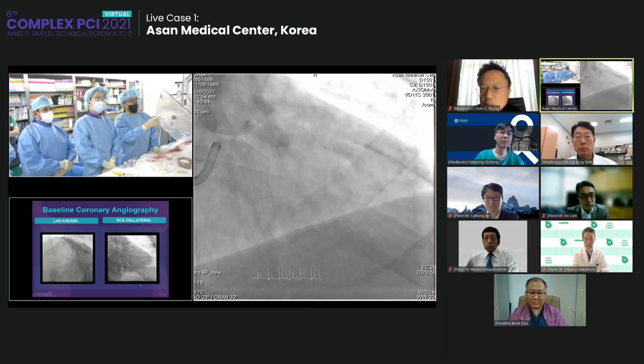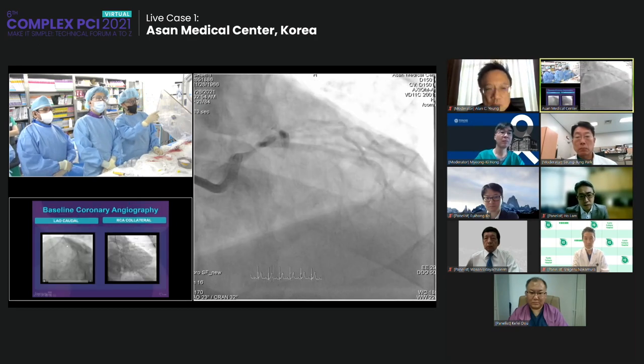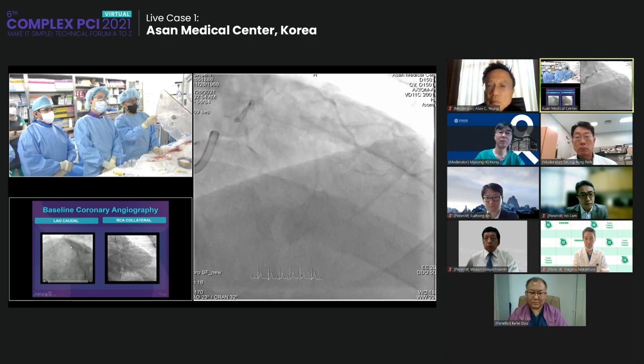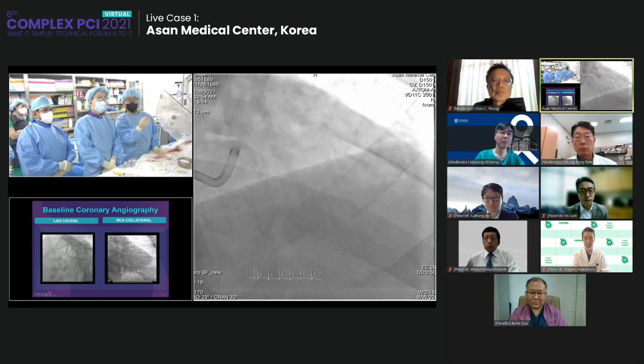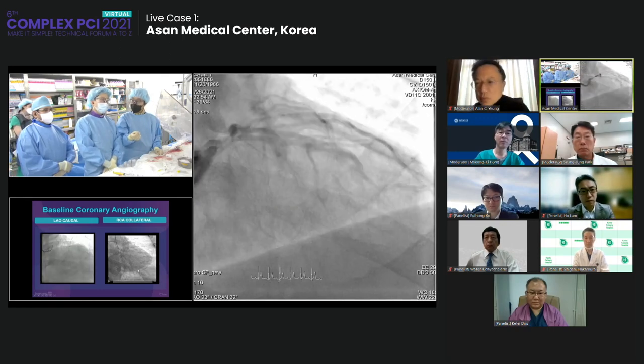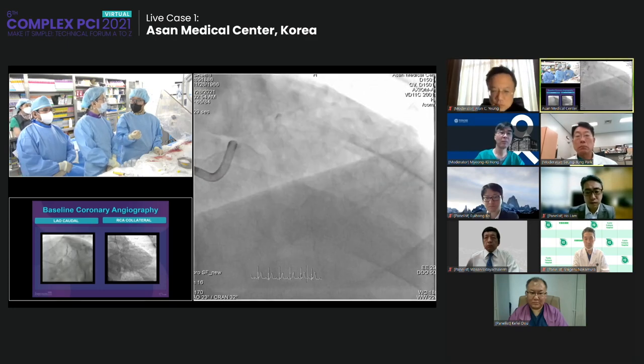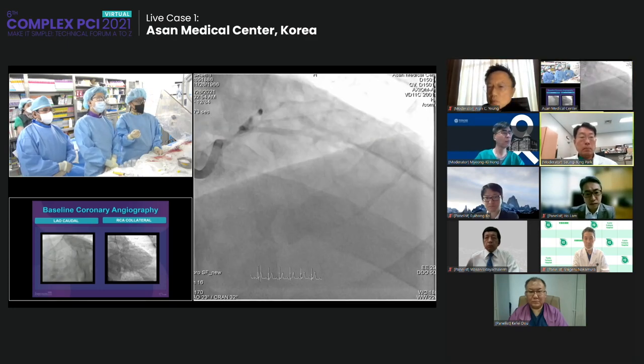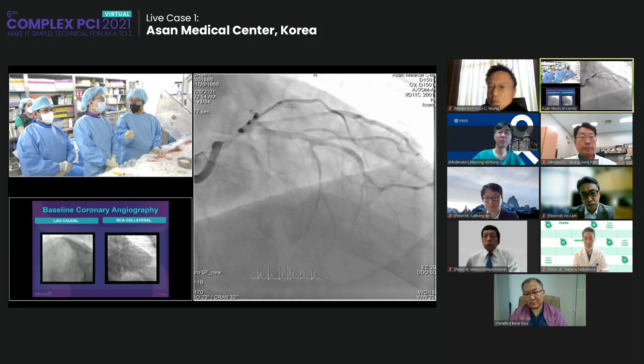We already passed the wire to the LAD, and then the mid LAD was passed with a small balloon. Looking at the distal LAD part, flow is not so good even after balloon angioplasty. I'm wondering whether there would be a good conduit for bypass surgery.